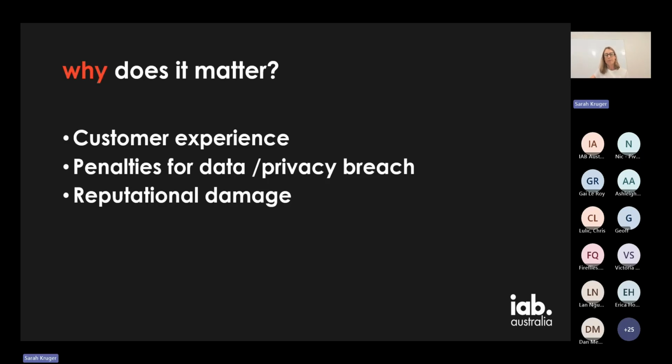Why does it matter? As I said at the outset, privacy is no longer just tick box legal stuff. In fact, it's probably less important to lawyers in a way now than it is to commercial teams and product people. So the key issue is customer experience.